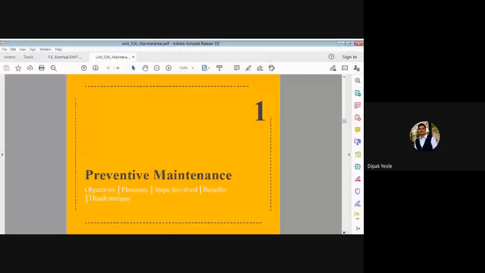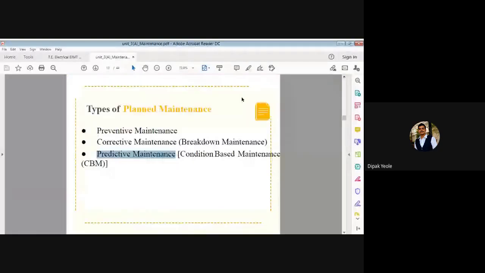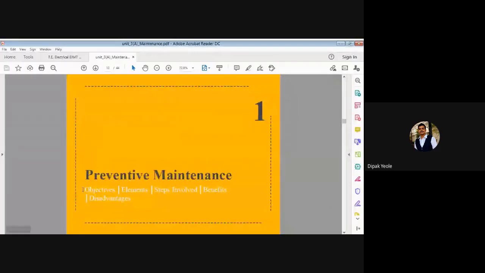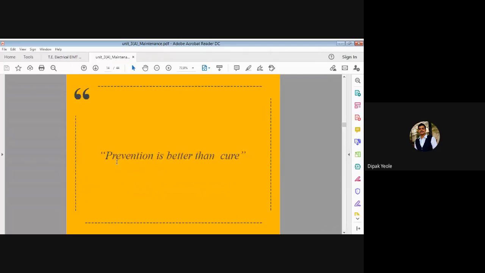Preventive maintenance. So the first part we are interested in is preventive maintenance. We are going to see the objectives, elements, steps involved, benefits and disadvantages. Obviously, having preventive maintenance, there are disadvantages also. So we will start with the first point. You have to remember this sentence: prevention is better than cure.